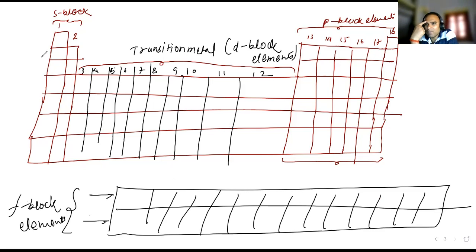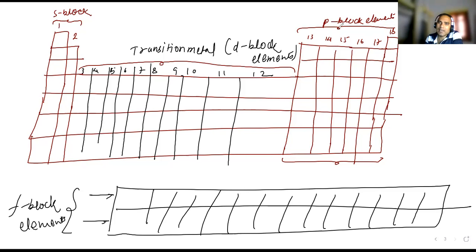What is the group 1 name? Group 1, can you recall? Alkali metal. Group 2 is alkaline earth metal, and groups 3 to 12 you said are transition metals. Yes or no? Yes. Okay.